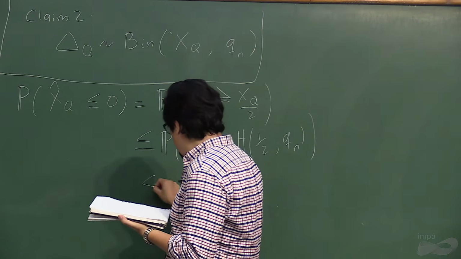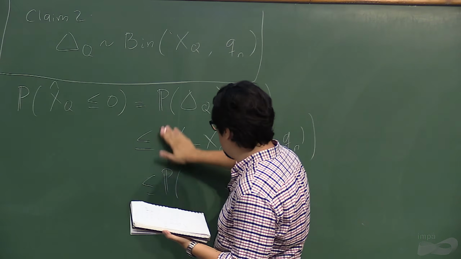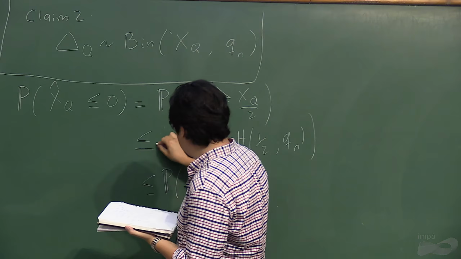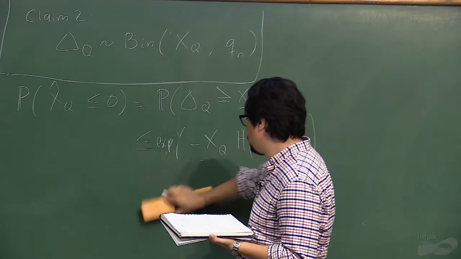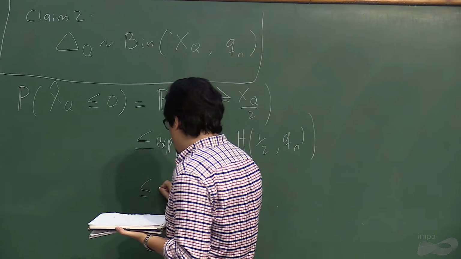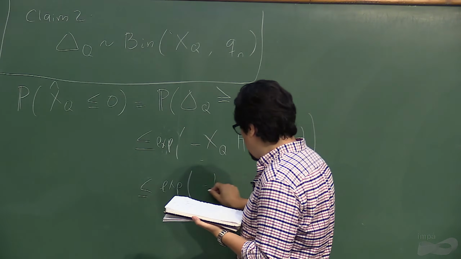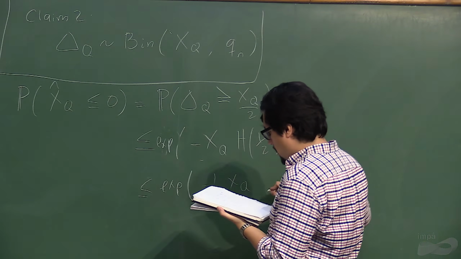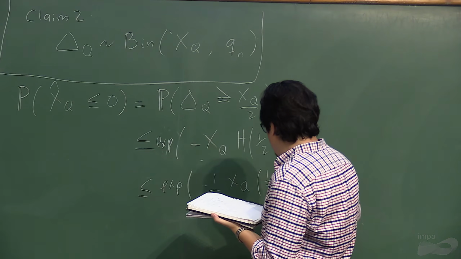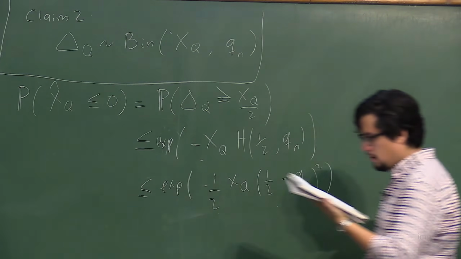we can write this as the probability. Oh, sorry, this is not probability. This is exponential function. This is negative 1/2 xq times 1/2 minus qn squared.